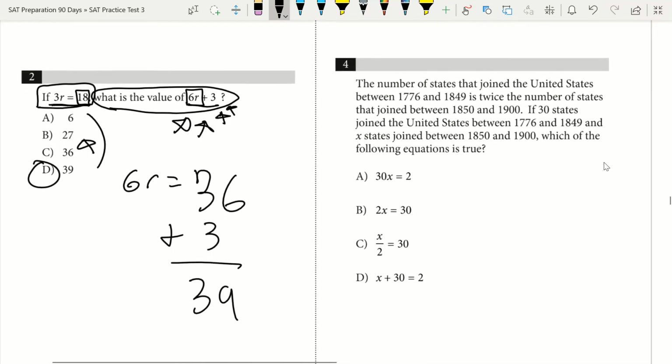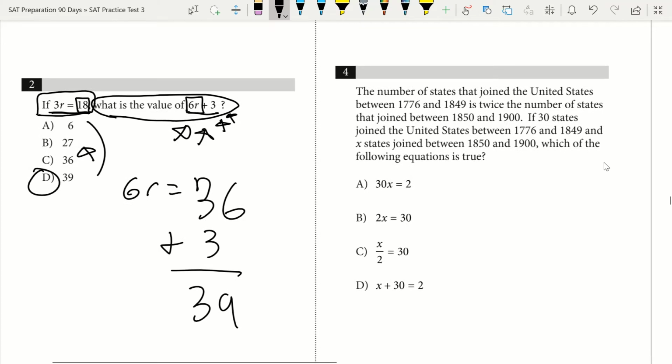We can move on to question 4. The number of states that joined the United States between 1776 and 1849, that's a time, so we underline that in the word problem, is twice the number of states that joined between 1850 and 1900. If 30 states joined the United States between 1776 and 1849, and X states joined between 1850 and 1900, which of the following equations is true?